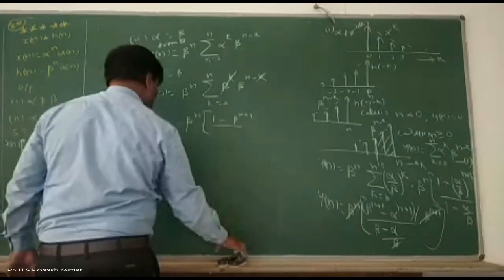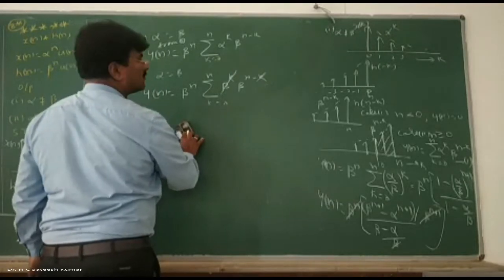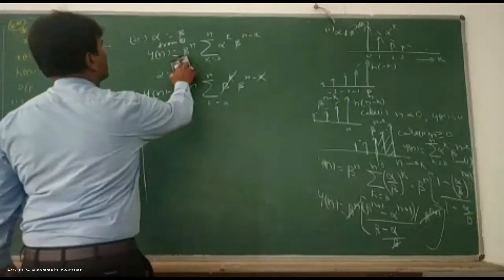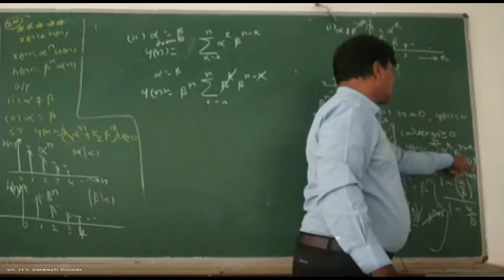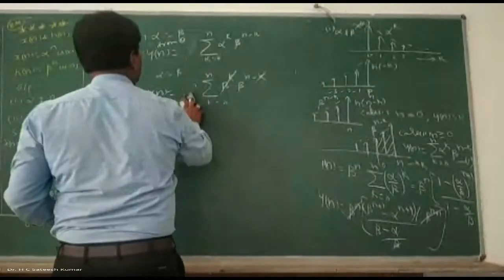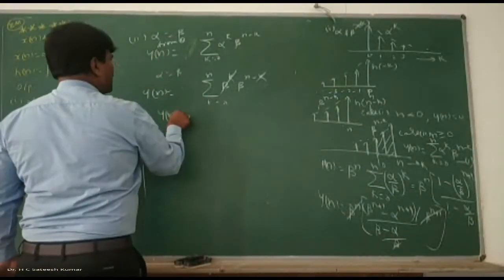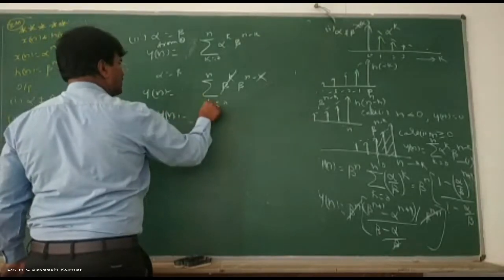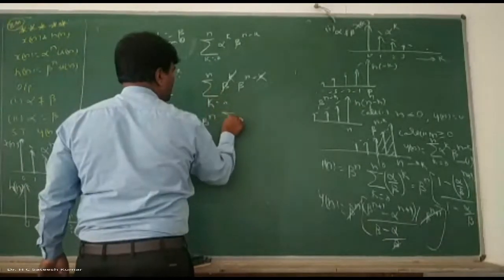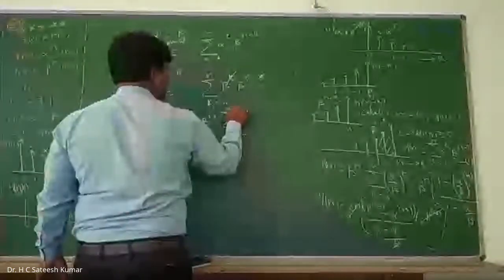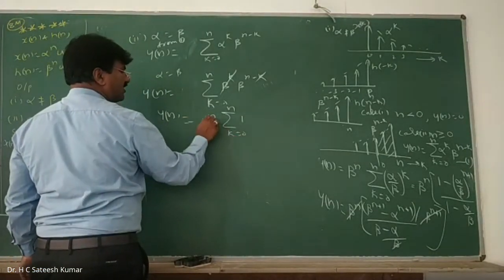Sorry, this is wrong. You have not taken this. From 1, there is no beta outside, so here we don't have beta. So as it is, we have it. Take out beta to the power of n outside. Beta to the power of n is constant because summation k varies from 0 to n. So summation k ranging from 0 to n of 1, because beta to the power of n is constant, because k is varying, not n.